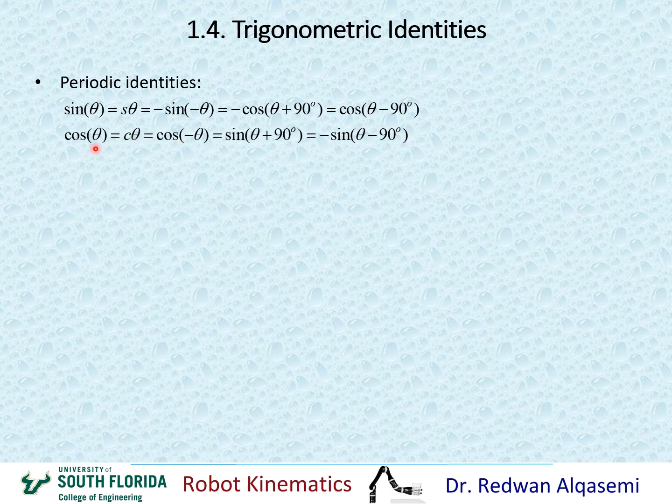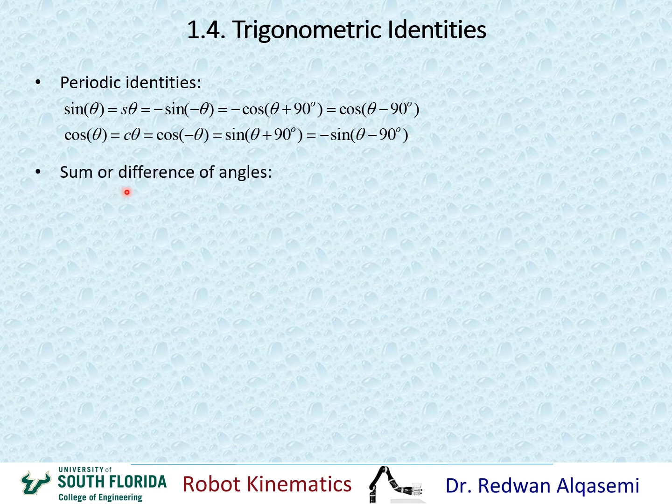For cosine theta, we sometimes write it as C theta, which is the same as cosine of negative theta, which is also the same as sine of theta plus 90 degrees, which is the same as negative sine of theta minus 90 degrees. All these are equivalent here.